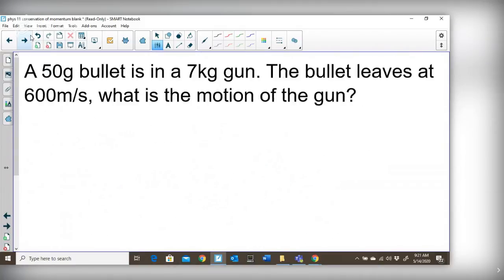All right, I think we're coming up to the end. All right, a 50 gram bullet is in a 7 kilogram gun. The bullet leaves at 600 meters per second. What is the motion of the gun? So, I don't know, I like drawing guns. Oh, can't draw a barrel very well.